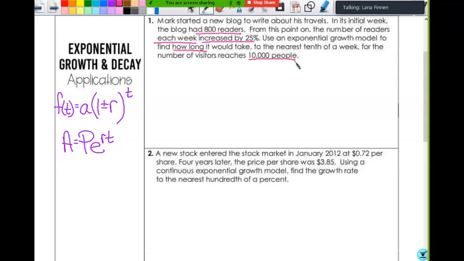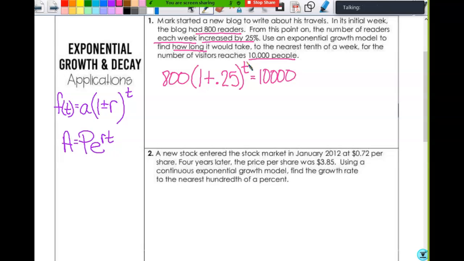So I'm using, this is not continuous. This is per week, right? So I'm using this. My initial amount was 800. I'm going to multiply that times 1 plus, because it's growth, my rate 0.25, to the t power. t is what I'm looking for. And that amount is going to have to equal 10,000. Basically, I want to know when that happens. I've got to find t for that information.